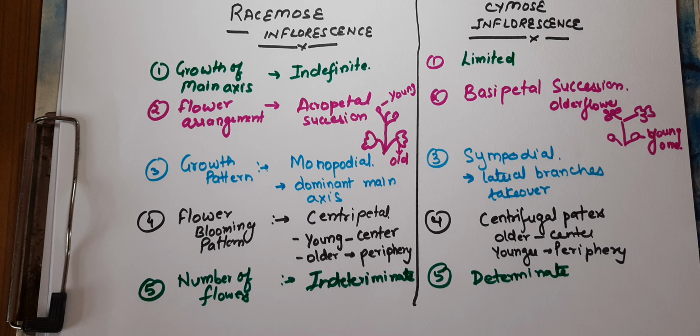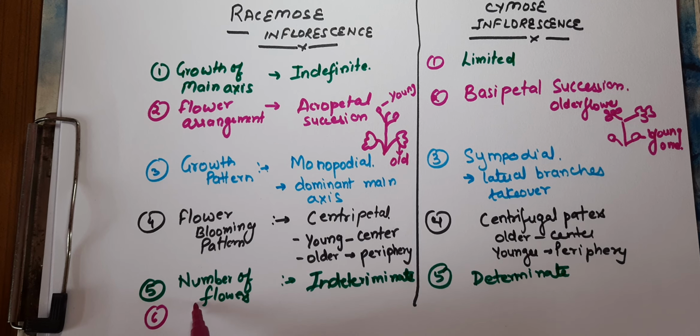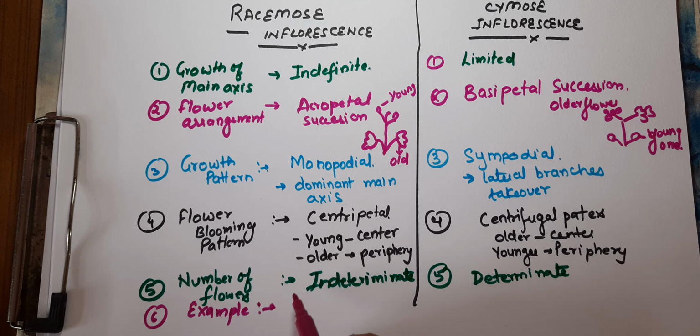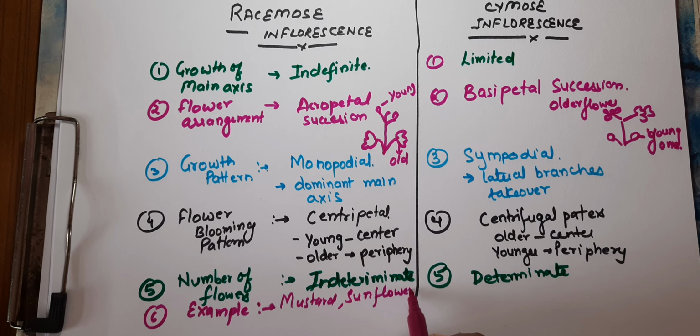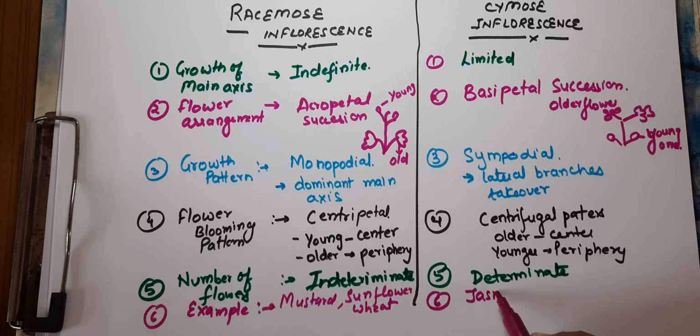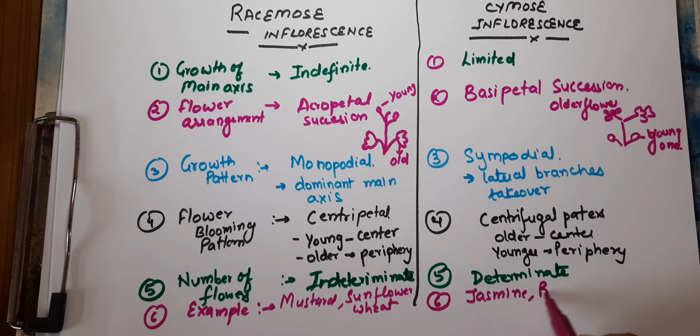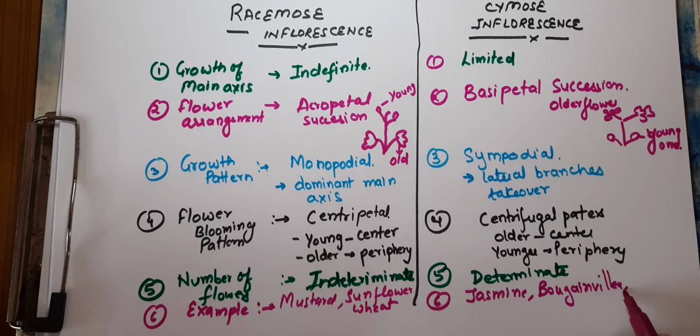Now the last difference between the two is the example. If we have to take 3 examples, then mustard, sunflower and wheat will display the Racemose inflorescence, and the Cymose inflorescence is displayed by the jasmine, bougainvillea and the cotton.